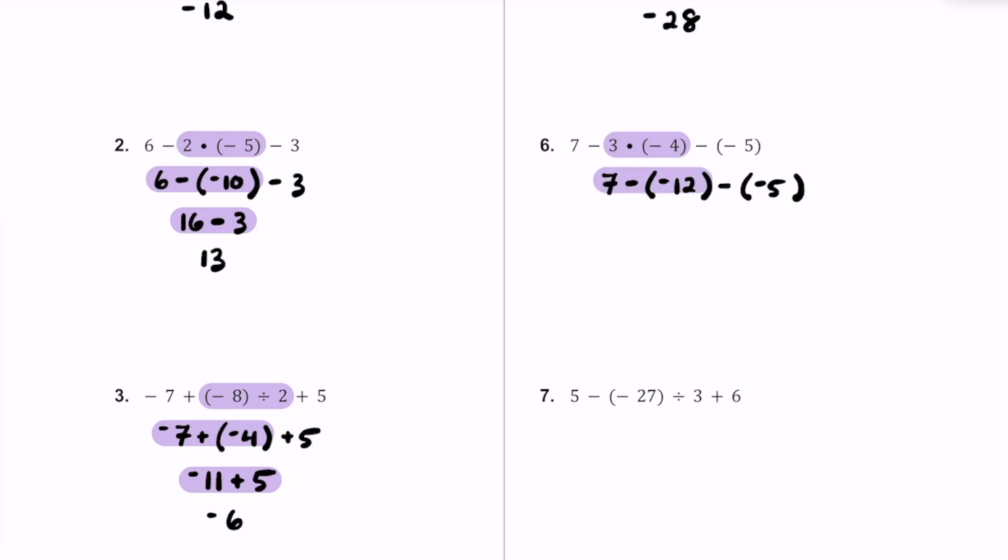So 7 minus a -12 is just 7 plus 12. That's going to equal 19. 19 take away a -5 is really the same thing as 19 plus 5 as an addition problem, and that's going to equal 24.